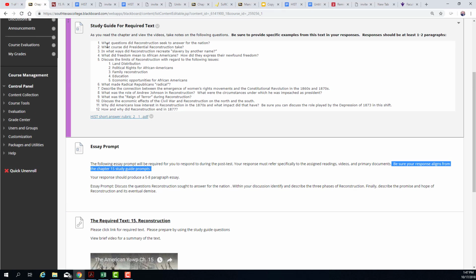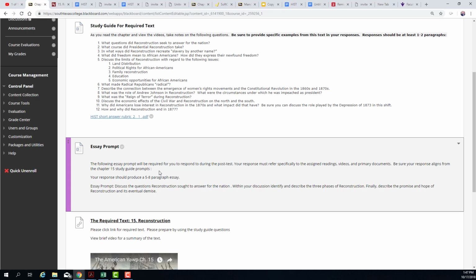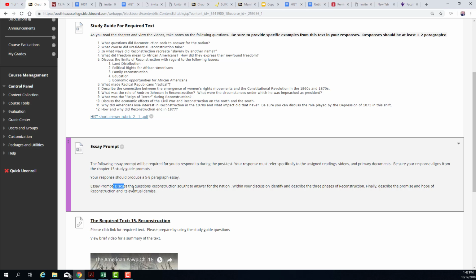Responding to these thoroughly is really going to help you develop an essay here, right? So your response should be a 5 to 8 paragraph essay. The essay prompt is: discuss the questions Reconstruction sought to answer for the nation. Within your discussion, identify and describe the 3 phases of Reconstruction. Finally, describe the promise and hope of Reconstruction and its eventual demise.